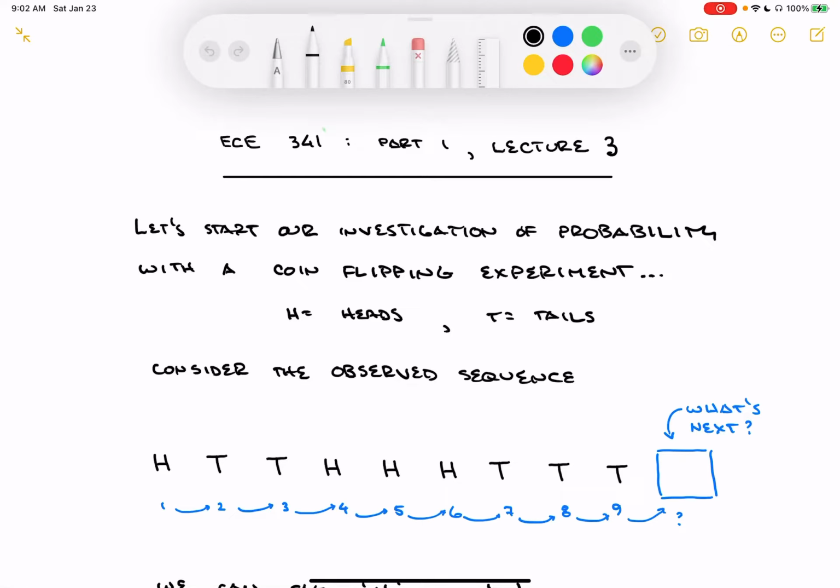This is ECE 341 Random Processes. This will be part 1, lecture 3. So last time we finished up a lot of our initial discussion on sets. Today we'd like to go ahead and move our investigation into probability.